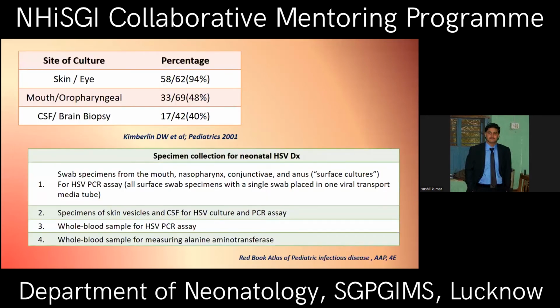So in a case of suspected neonatal HSV, these are the sample collection specimens which should be collected to establish a diagnosis. Swab specimens should be collected from the mouth, nasopharynx, conjunctiva, and anus, and they should be sent in a viral transport media. They should be sent for HSV PCR assay.